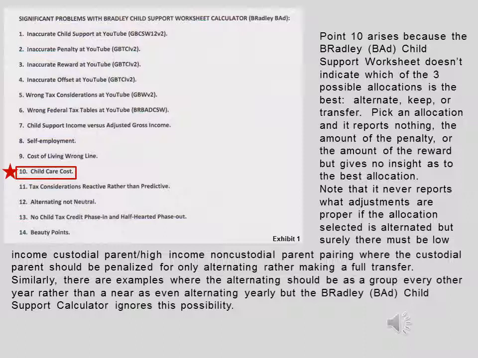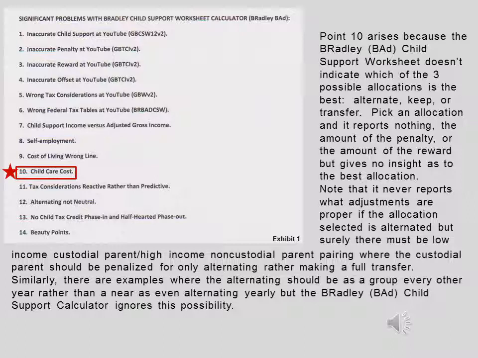Point 10 arises because the Bradley Bad Child Support Worksheet doesn't indicate which of the 3 possible allocations is the best: alternate, keep, or transfer. Pick an allocation and it reports nothing, the amount of the penalty, or the amount of the reward, but gives no insight as to the best allocation.